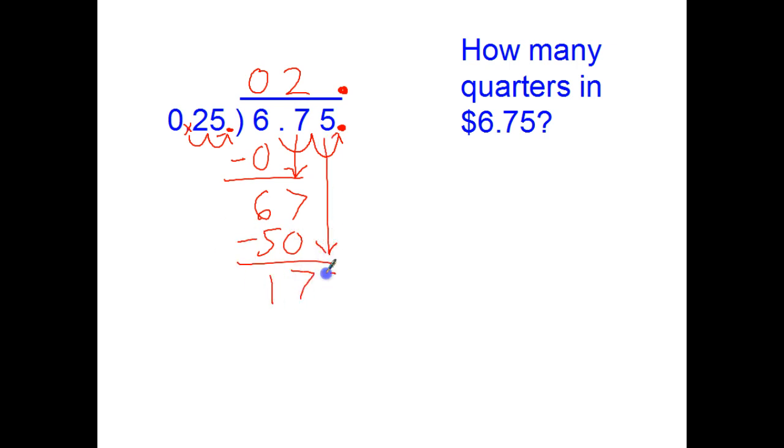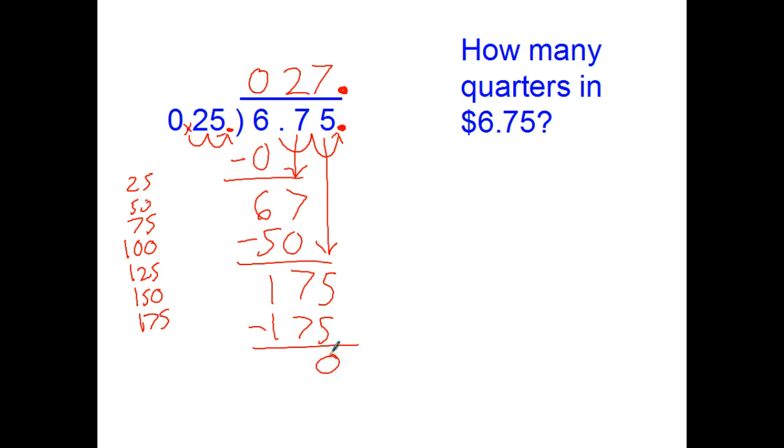Bring down this 5. How many 25s in 175? 25, 50, 75, a dollar, $1.25, $1.50, $1.75. So 1, 2, 3, 4, 5, 6, 7 of them, and it comes out perfectly. When I subtract, there's nothing left over. So this answer, since I have that decimal point there, really just means how many quarters would I have in $6.75? 27.